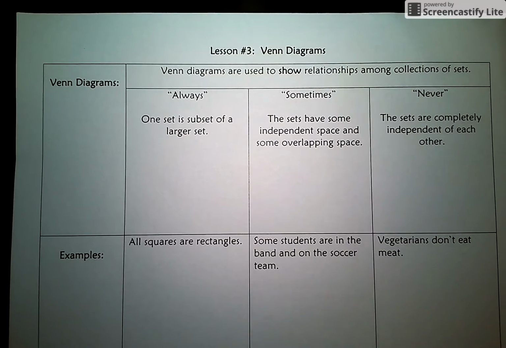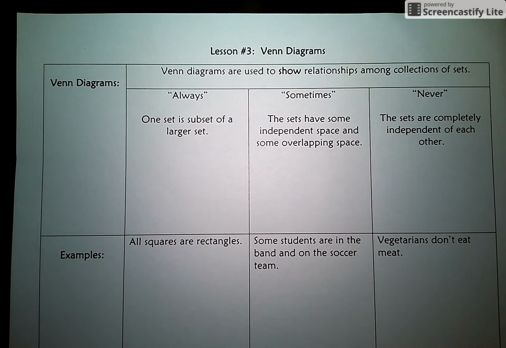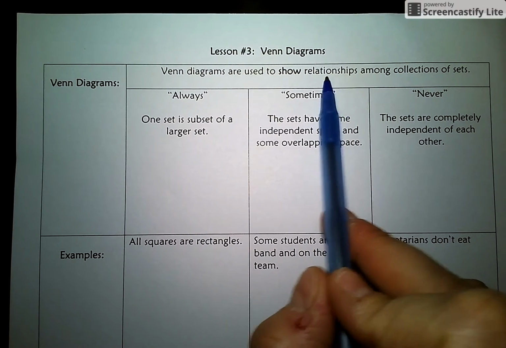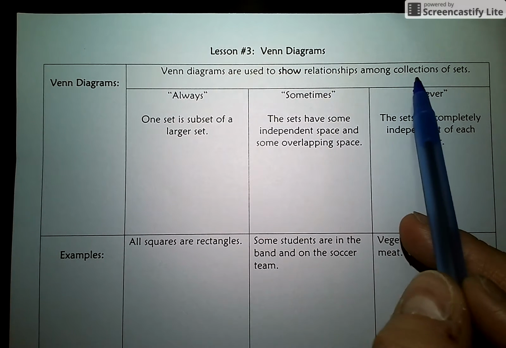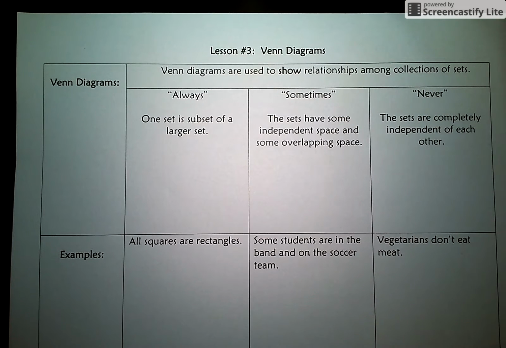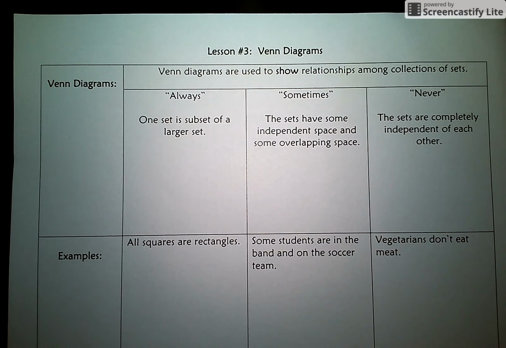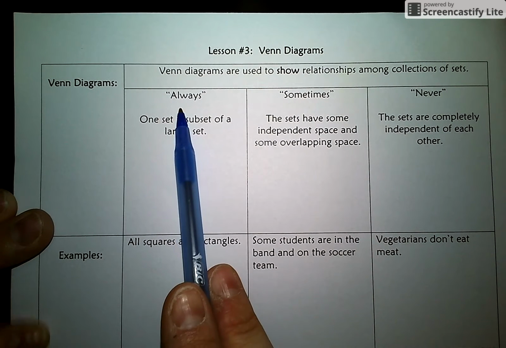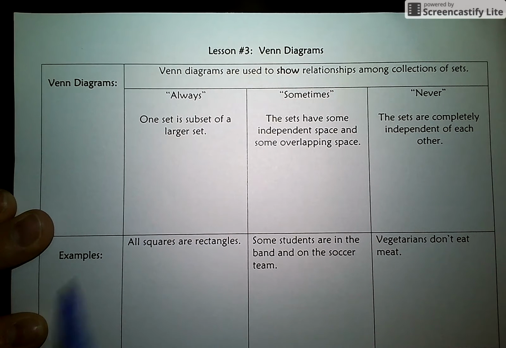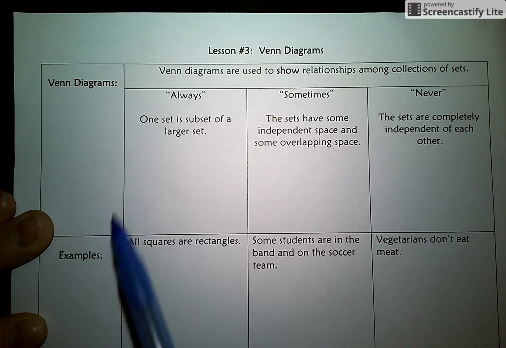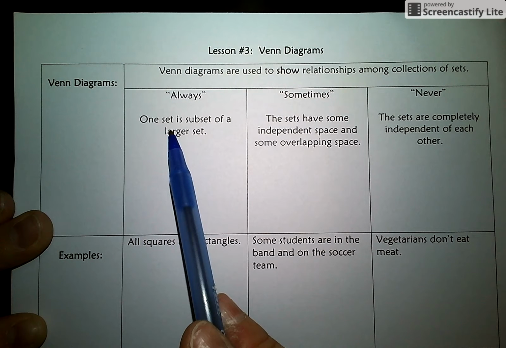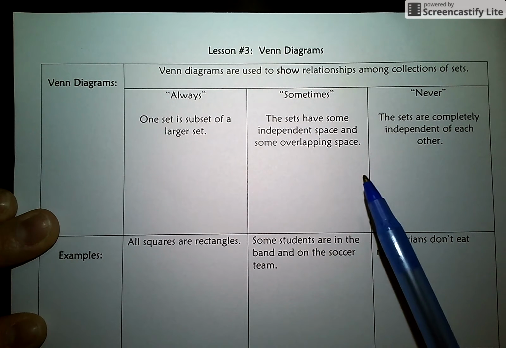This lesson is about Venn diagrams. We're going to look at Venn diagrams as a way to show relationships among different collections of sets, different categories. There are 3 different types of Venn diagrams we need to study. We have a Venn diagram that is always including another item. This is where one set is a subset of something larger.